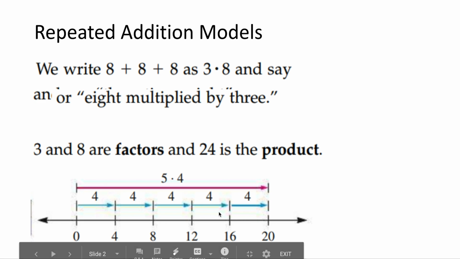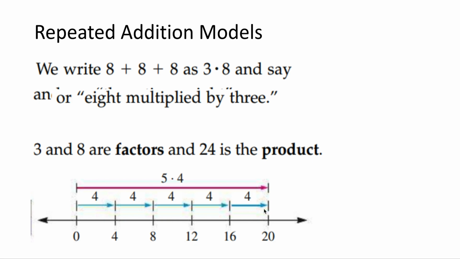You can do the same thing for another 4 and another 4. So you can show the students 4 plus 4 plus 4 plus 4 plus 4. 4 is added repeatedly 5 times. So we can write this as 4 times 5 or 5 times 4, right? Okay, so that's the repeated addition model.